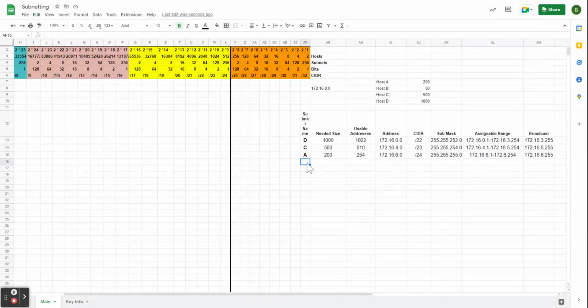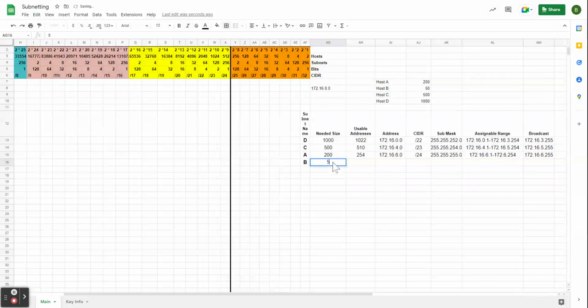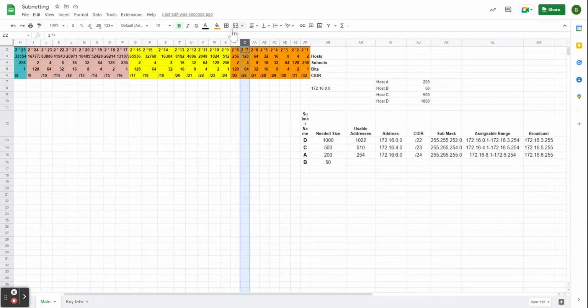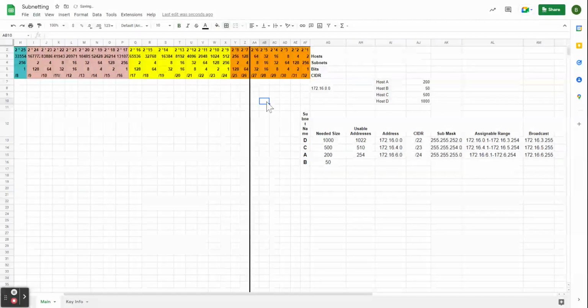Finally, we're on to host B, to fit in these 50 needed addresses. Let's get rid of our line. The closest is this 64, so usable addresses is 62.